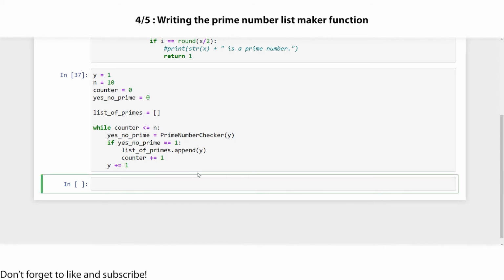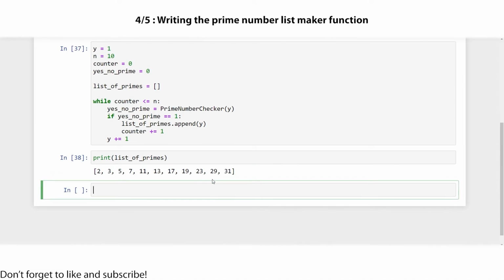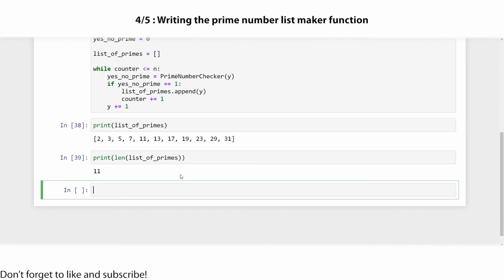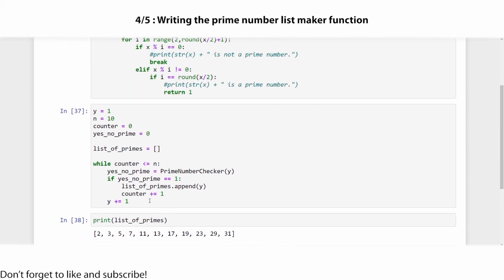It has run, so let's now, fingers crossed, print out the list that we've found. List of primes. And look at that. How cool is that? That's actually worked. So hold on, 2, 3, 5, 7, 11, 13. Yeah, these are all prime numbers, definitely. And let's see how long this list is. Is it really 10 items long? So let's print the length of list of primes. And it's actually 11.